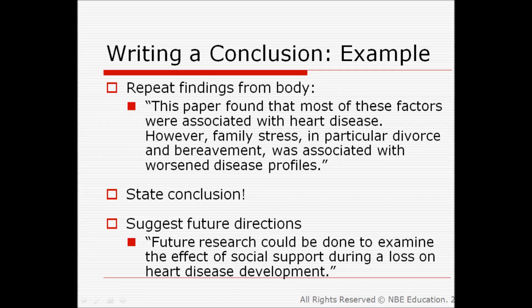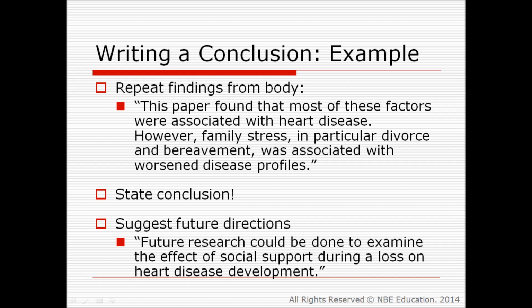Once you've repeated your main thesis statement and your main structure, reminding the reader exactly what you just did, you then want to repeat your findings from the body. So we found that most of these factors were associated with heart disease. However, family stress, in particular divorce and bereavement, was associated with worsened disease profiles. Now you're allowed to say divorce and bereavement because now you've clearly indicated to the reader that that was part of the evidence that you explored having to do with family stress. You need to keep these things very clear.